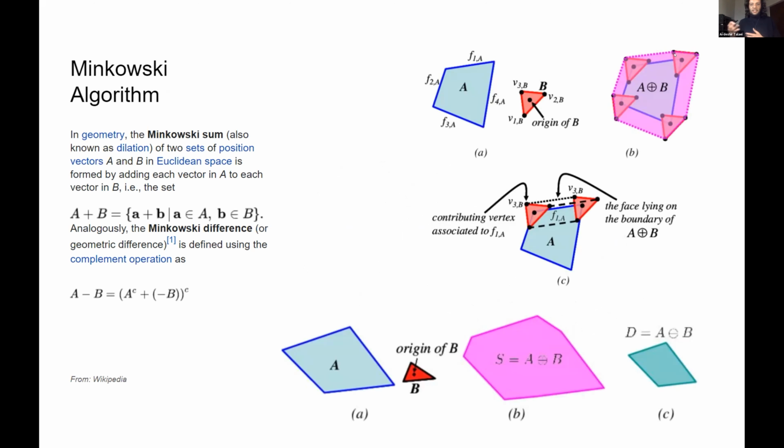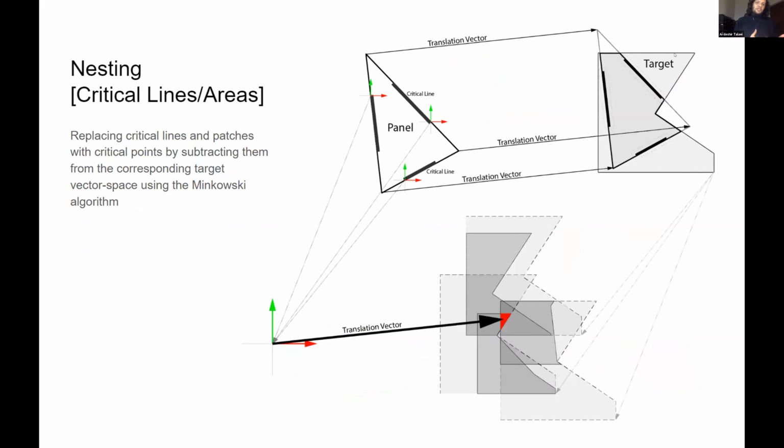So we want to extend this to defining some specific lines and patches on the panels that we have designed, and want to make sure that those are all cut through the material, like we will have material on those places. To extend this, we use the Minkowski algorithm, which is like arithmetic operations, but on polygons. You can add polygons together or subtract them from each other. So we basically used this algorithm to convert all the lines and patches into points again, and then use the same algorithm.